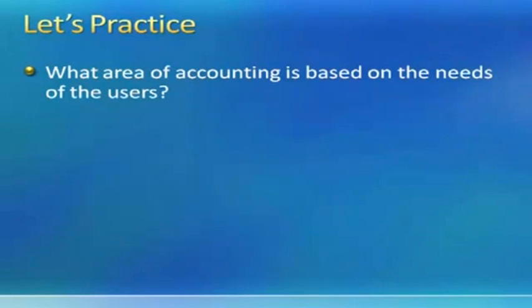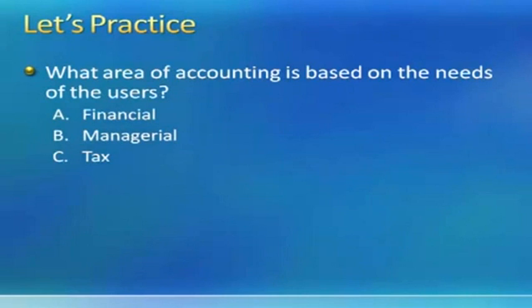Let's practice some more. What area of accounting is based on the needs of the user? We know that there are three areas of accounting: financial accounting, managerial, and tax accounting. Financial accounting produces multi-purpose reports. Managerial accounting is based on the needs of the user, and tax accounting is prepared for the government to determine the amount of taxes that are owed. So the area of accounting that is based on the needs of the users is B, managerial accounting.